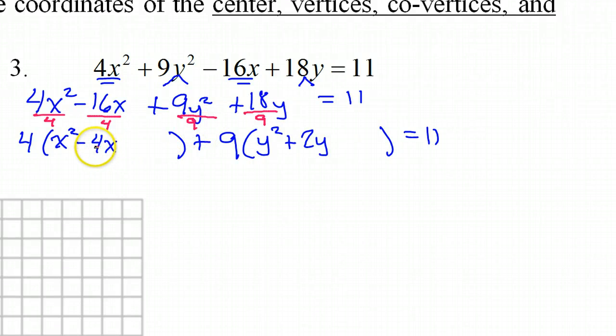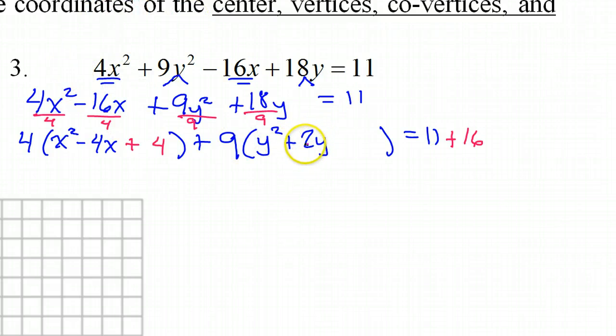Half of 4 is 2. 2 squared is 4. Now, instead of adding a 4 over here to balance it out, really this is not a 4. This has a value of 4 times 4 because of the number in front. So I actually must add a 16 to balance out this 4 times 4.